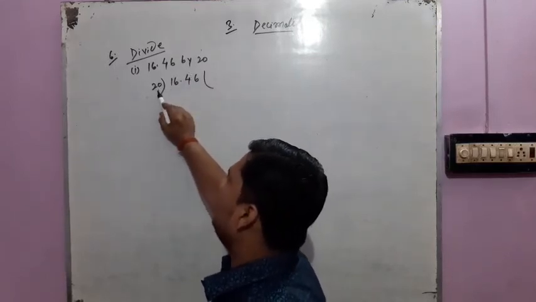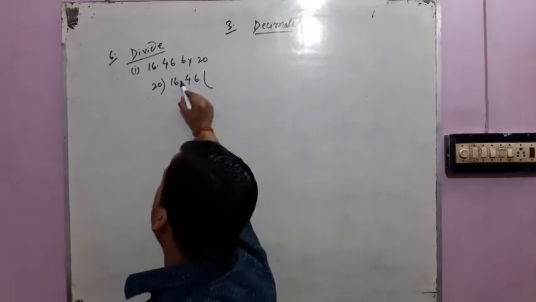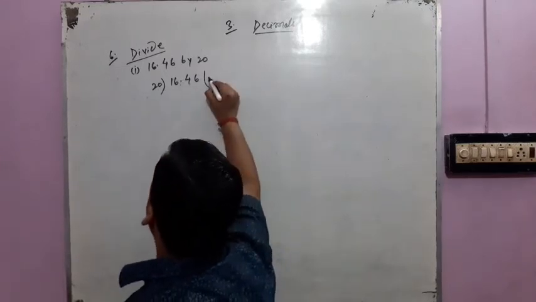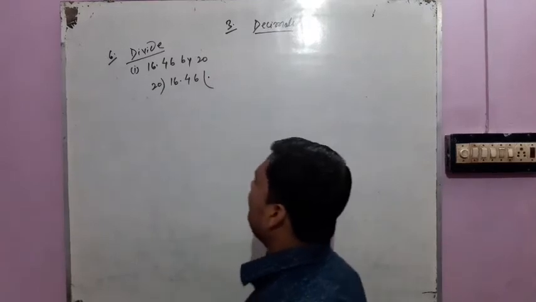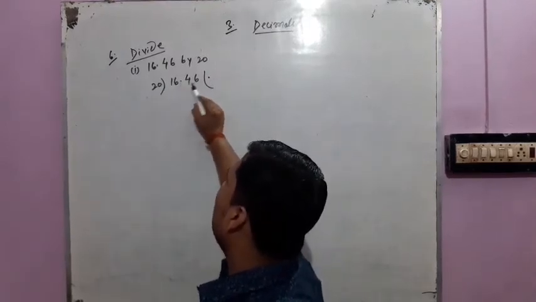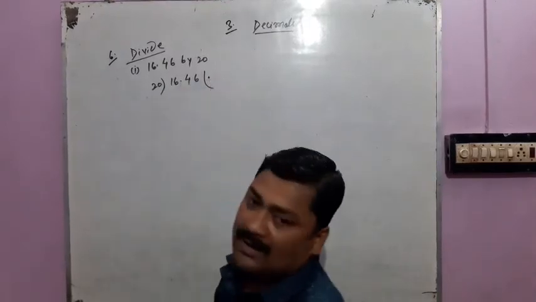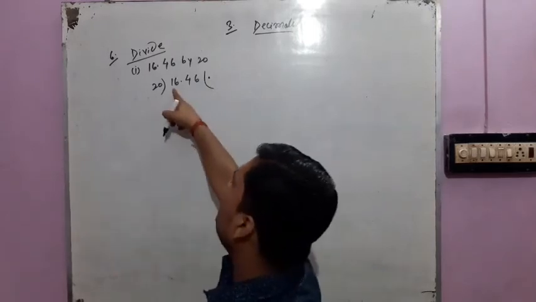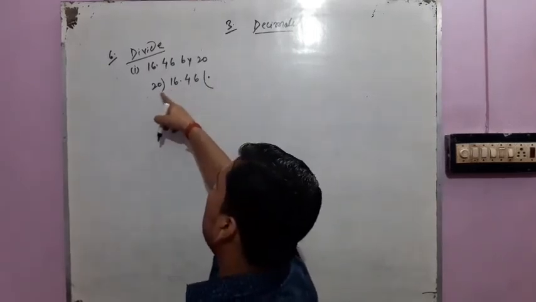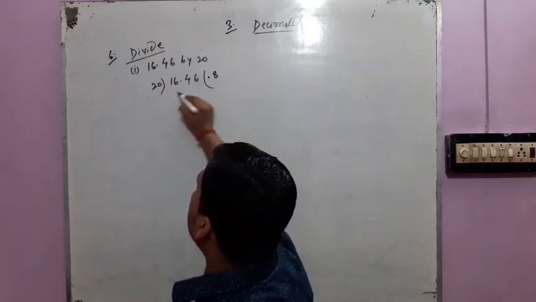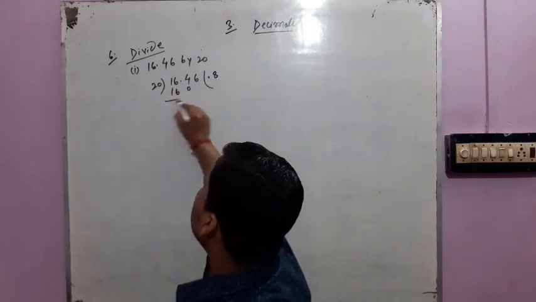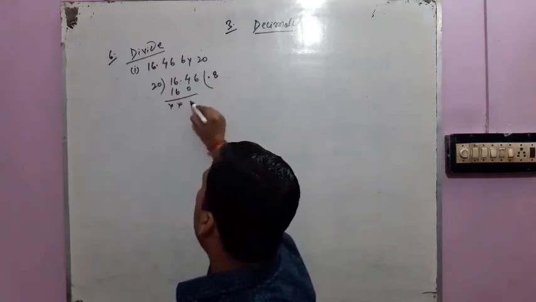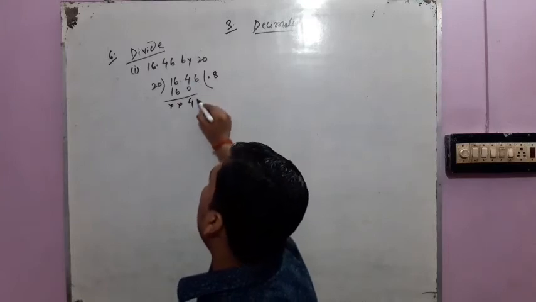So we have to take the digit after the decimal also to make the number 164, so that it can be divided by 20. When we are taking the digit after the decimal, first we have to put the decimal here. Now what number forms here? 164. So 20 divides 8 times, 160 as common divide. Now what remains here? 4.